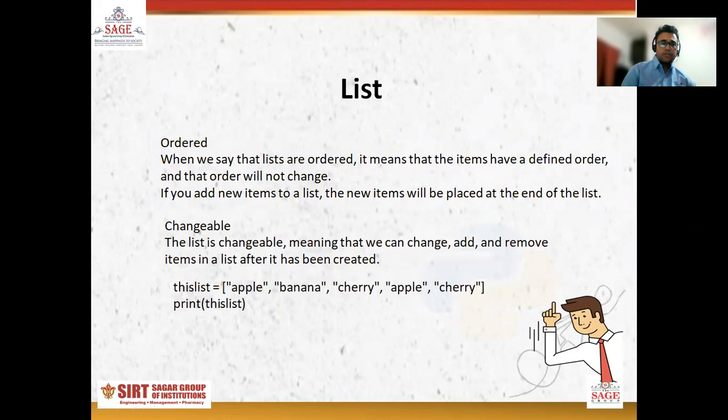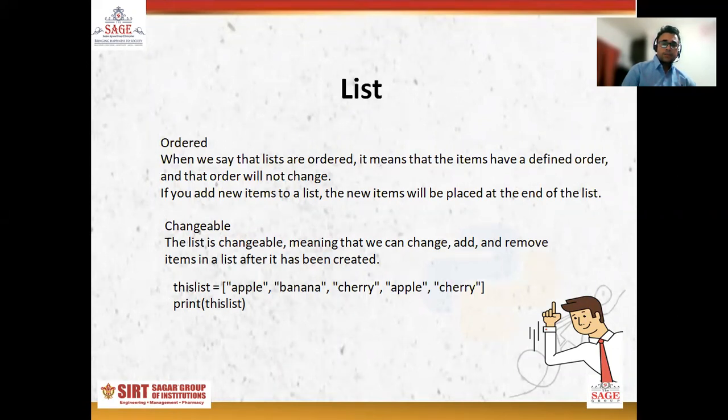So the list is ordered. When we say the list is ordered, it means that the items have a defined order and that order will not change. So that is why we call it an ordered list.